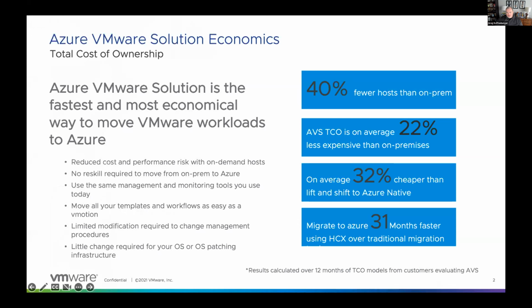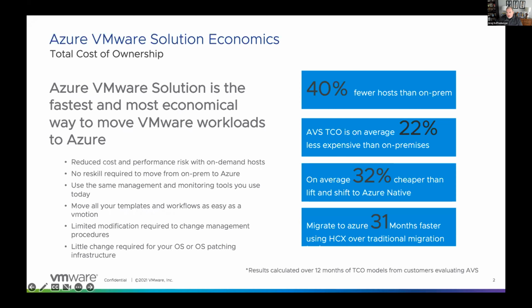So a lot of times when people are hearing about AVS for the first time, Azure VMware Solution, I get the same question, right? It's got to be more expensive than what I'm doing today, or it's got to be more expensive than Azure IaaS, right? Those are basically the two fundamental cost questions that I get over and over and over again.